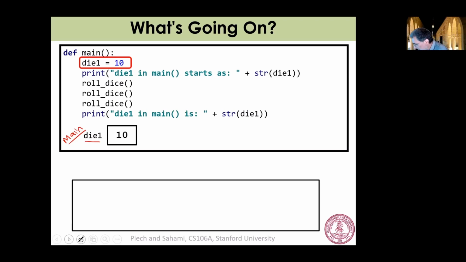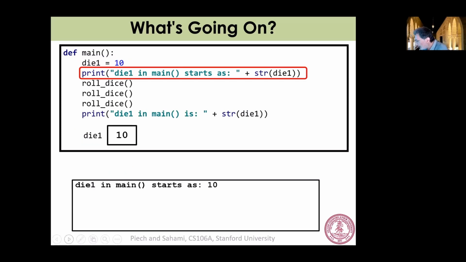And so the program starts off, and this is going to be the terminal down here. So I'm just going to show down here what gets printed on the screen. When we do the first line, die1 in main starts as, and it gets me the string version of die1. So that's just the string version of 10. And so it prints out that 10. Then we call roll dice.